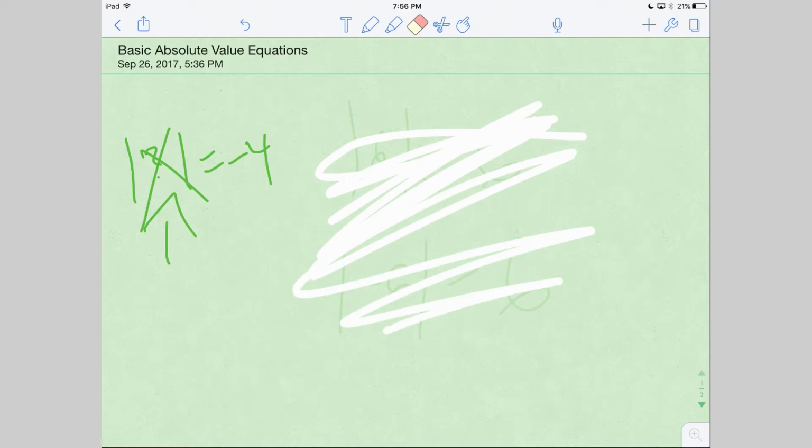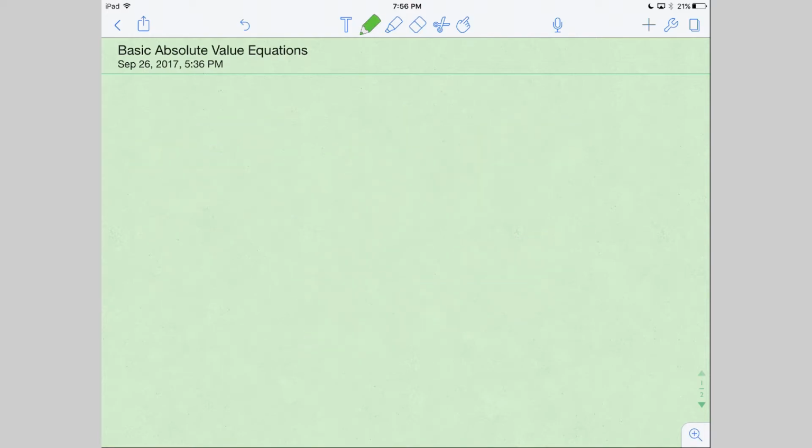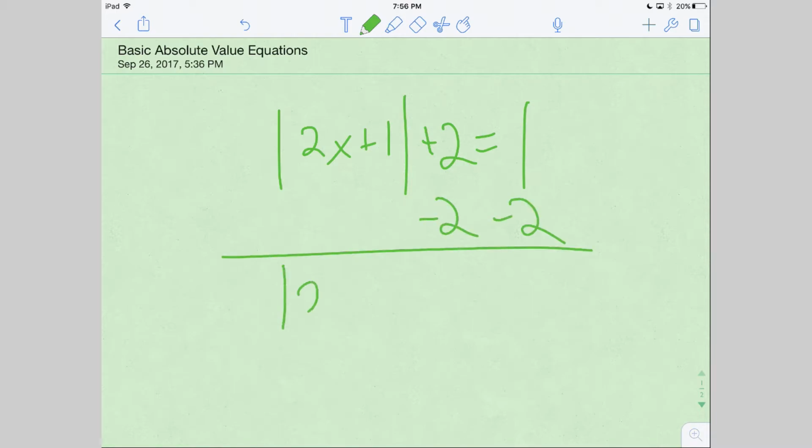So if I erase all this stuff and write another equation, I'm going to say the absolute value of 2x plus 1, and then we'll do plus 2 equals 1. Now, what we would do here is subtract 2 from both sides, and then we get that the absolute value of 2x plus 1 has to equal negative 1. But the thing here is that this doesn't work.